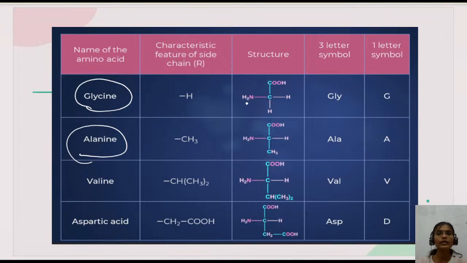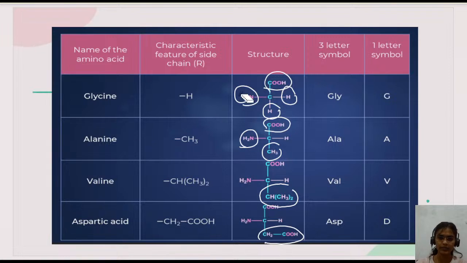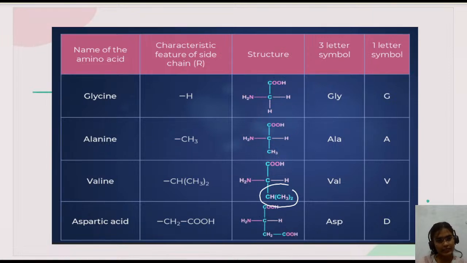So what is glycine? NH2 and CH are a common part every time, and we just keep changing the R value here only. The standard structure will remain the same. Glycine is this when R is hydrogen. The short form, the three-letter symbol, is GLY, and capital G is the symbol here. If you are solving PYQs, maybe you already know GLY.